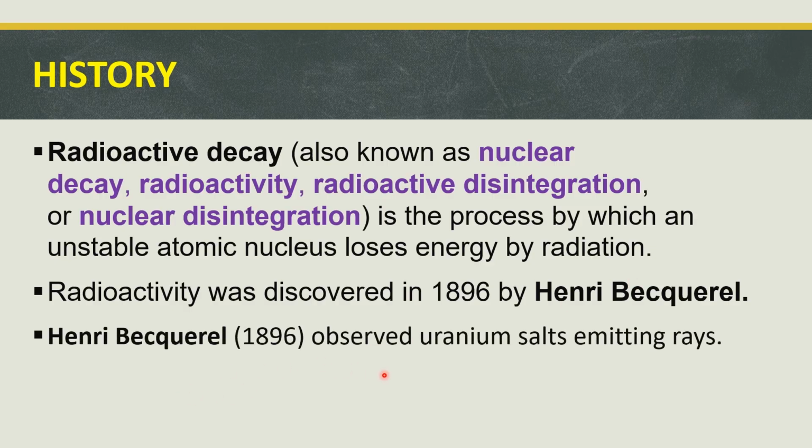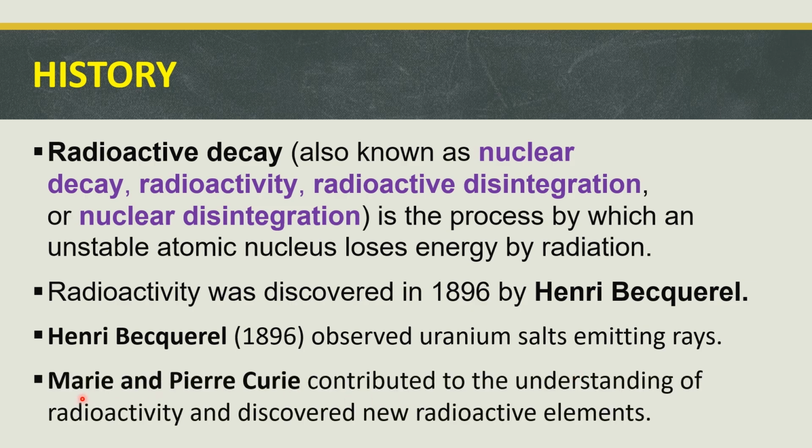Henri Becquerel in 1896 observed that uranium salt emits rays. That uranium salt is a phosphorescent salt. We can say that these materials glow in the dark after being exposed to light. After this discovery of radioactivity, Marie and Pierre Curie contributed to the understanding of radioactivity and discovered new radioactive elements, such as radium.